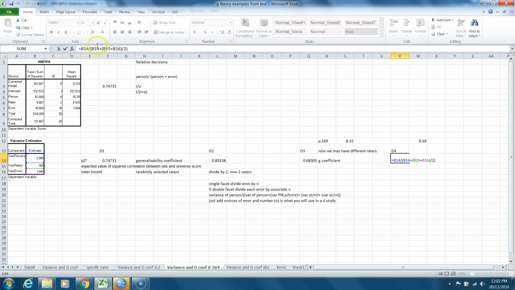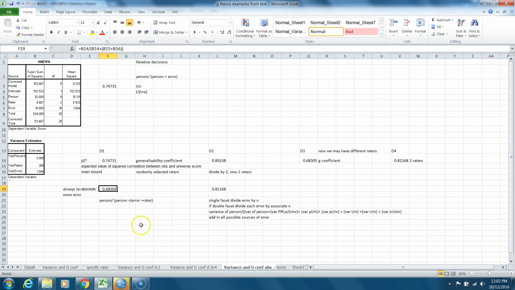Then we're dividing it by the variability of persons, the variability of raters, and the variability of error. But now we're taking those last two components and we are dividing them by 2. We're taking away everything interacting with raters in that denominator. And we're saying, well, now that there are 2 raters, we're going to reduce the error based on raters. And everything that interacts with raters, we divide by 2.